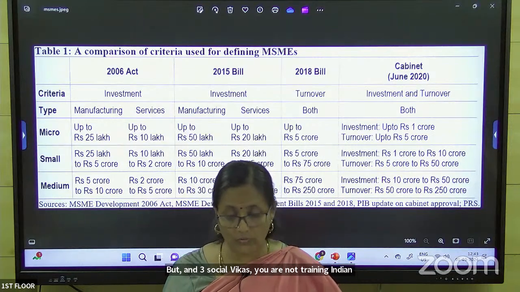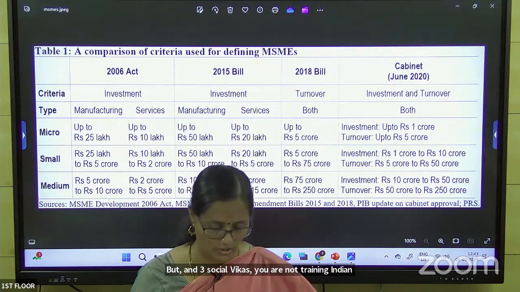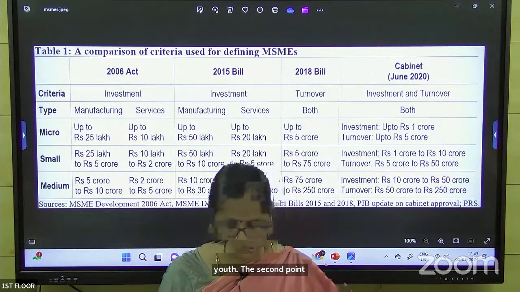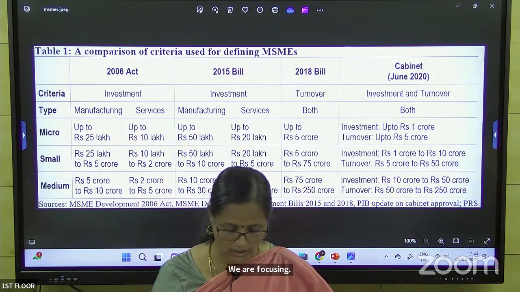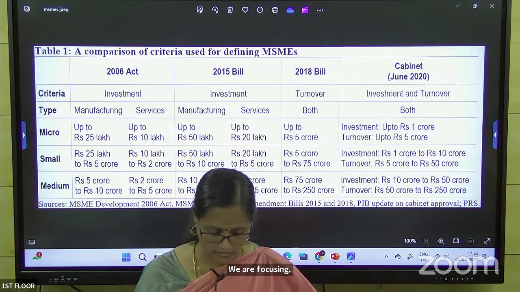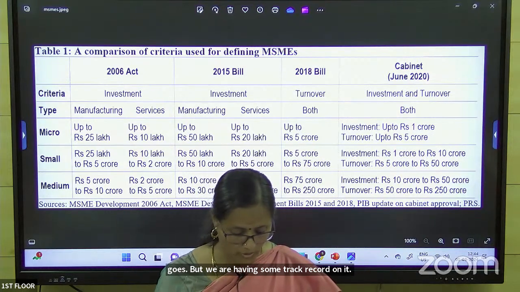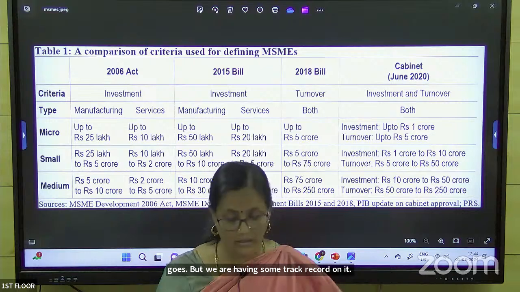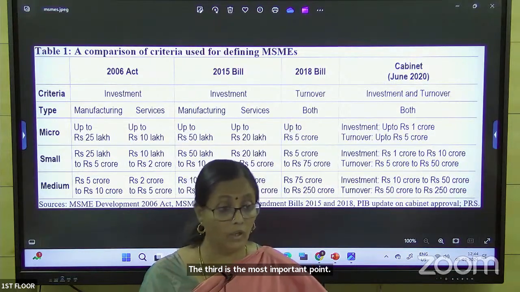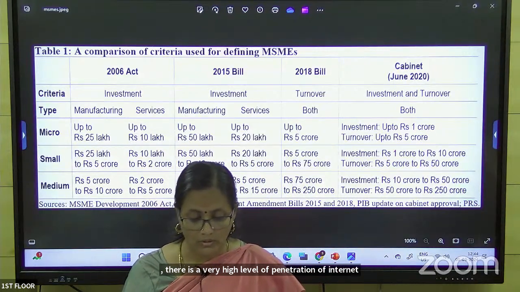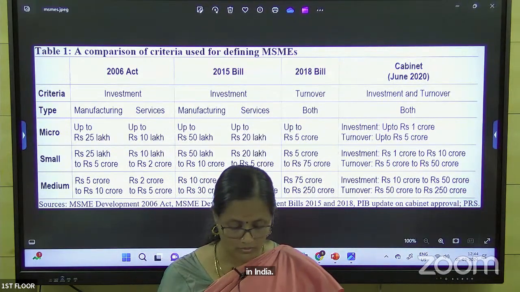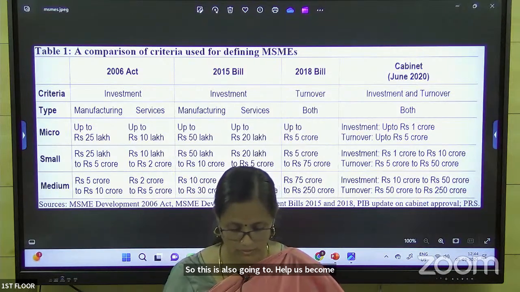The second point is focus on renewable energy. We are focusing. We have to wait and see how it goes, but we are having some track record on it. The third is the most important point. There is a very high level of penetration of internet in India. So this is also going to help us become technologically skilled.